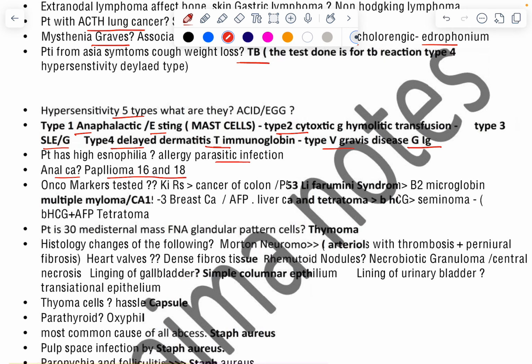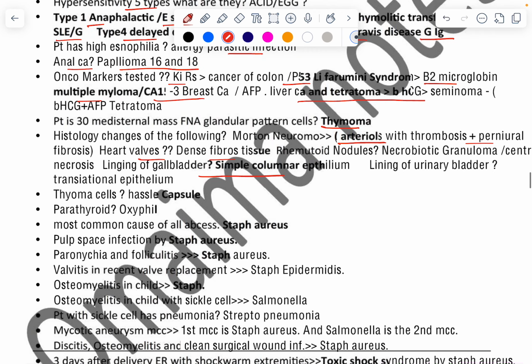Anal carcinoma, papilloma 16, 18. Oncogenic marker tested: KRAS. Multiple myeloma: beta 2 microglobulin. CA 125, alpha fetoprotein, teratoma and seminoma. Patient is 30 with mediastinal mass, FNA granular: thymoma. Histological changes: Morton's neuroma, arthritis, thrombosis, heart walls, dense fibrous, rheumatoid nodules, lining of gallbladder simple columnar epithelium, thymoma cell, heart cells, parathyroid oxyphil cells.